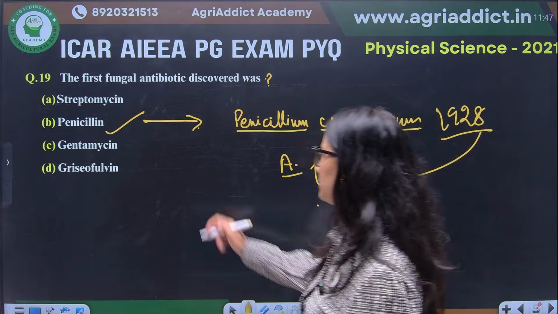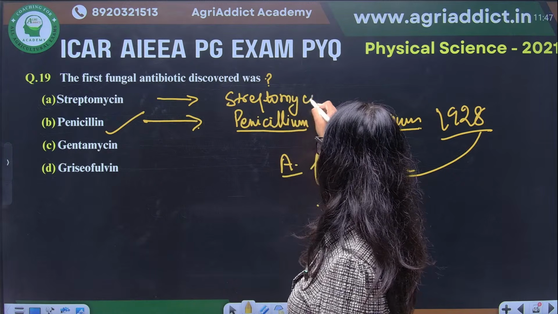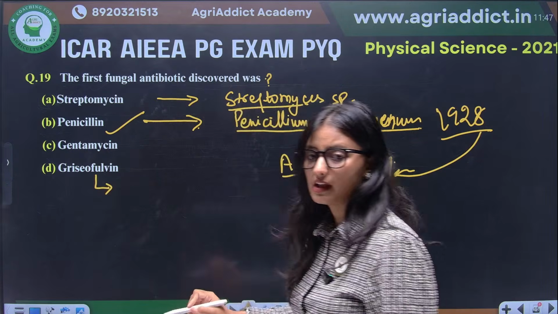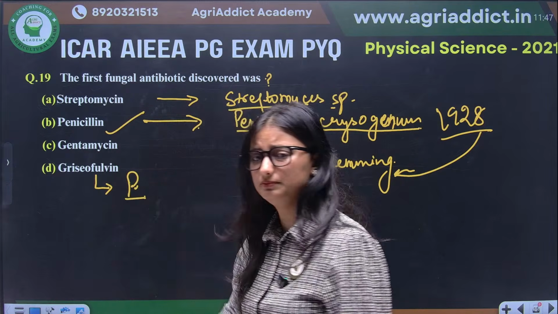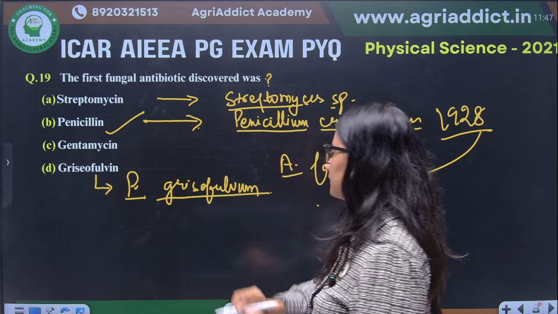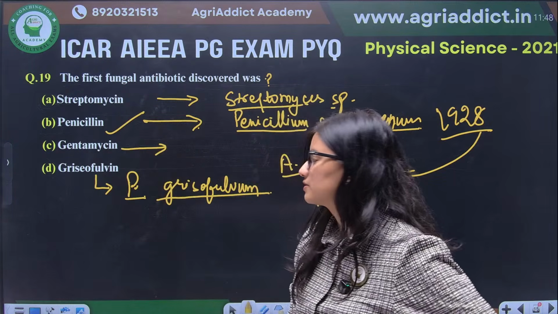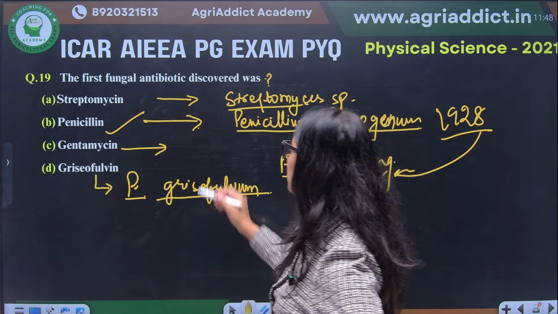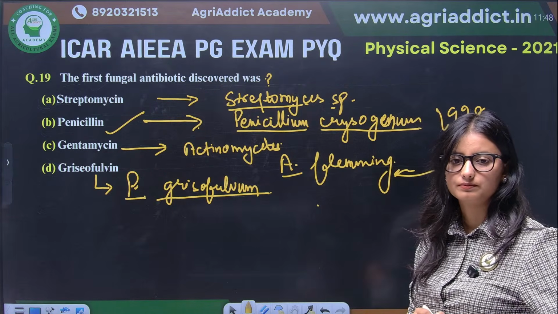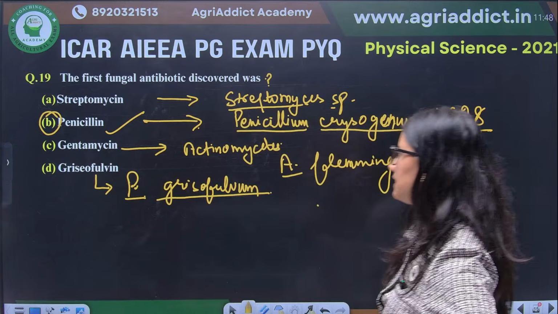Next, what is streptomycin? It is obtained from what? Streptomyces species. And what about griseofulvin? It is also obtained from what? Penicillium griseofulvum. Is it clear? And what about this? Gentamicin, obtained from actinomycetes. Is it clear? So penicillin is the first antibiotic discovered from a fungus.